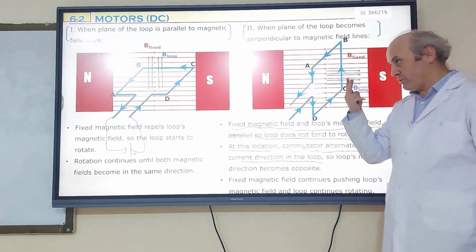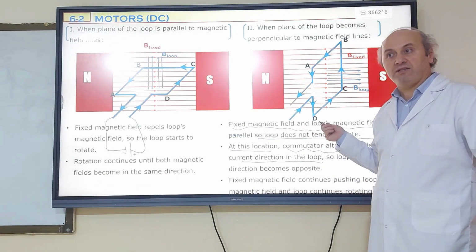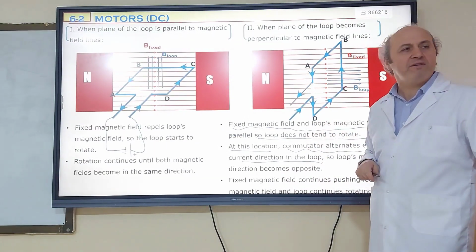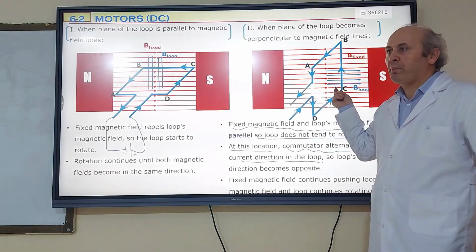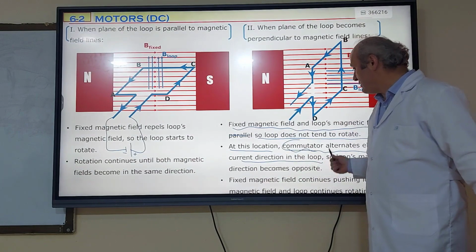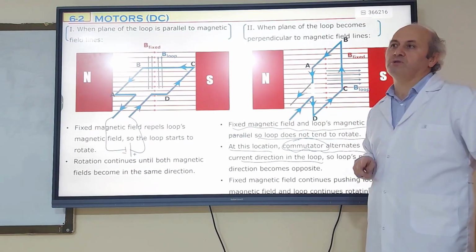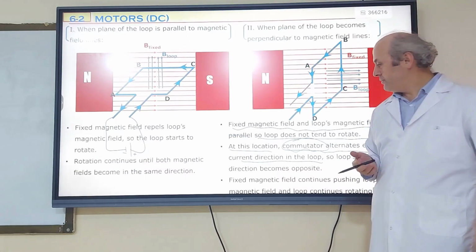Then we can ask two questions here. Which of the following devices of the DC motor alternates electric current direction when the loop is perpendicular to the magnetic field? Commutator. So what does the commutator do this way? It provides continuous rotation of the loop. Okay.